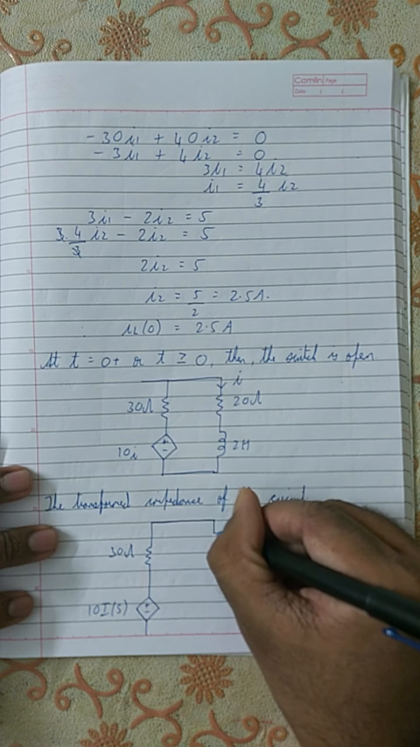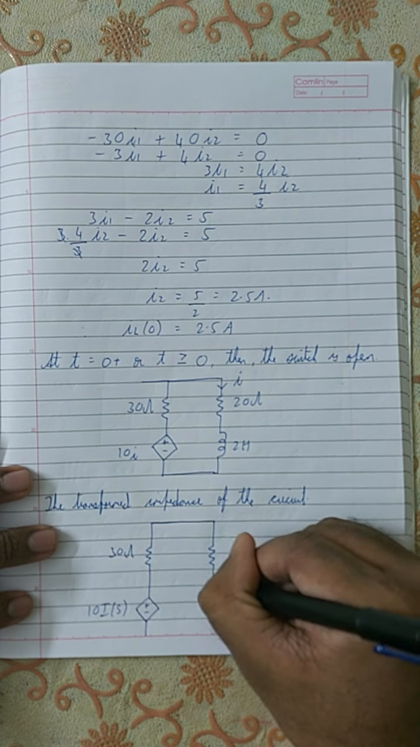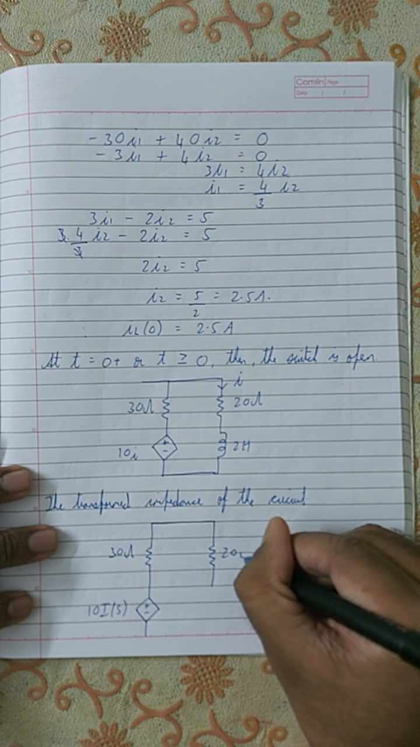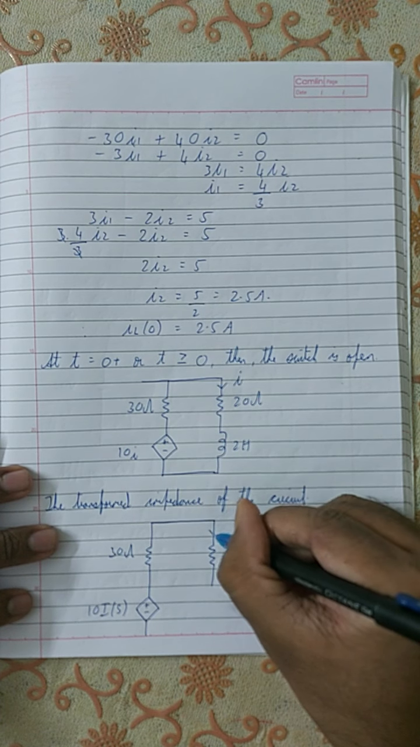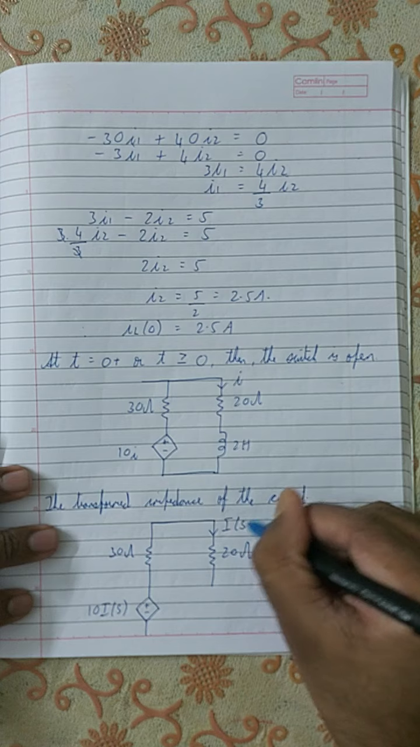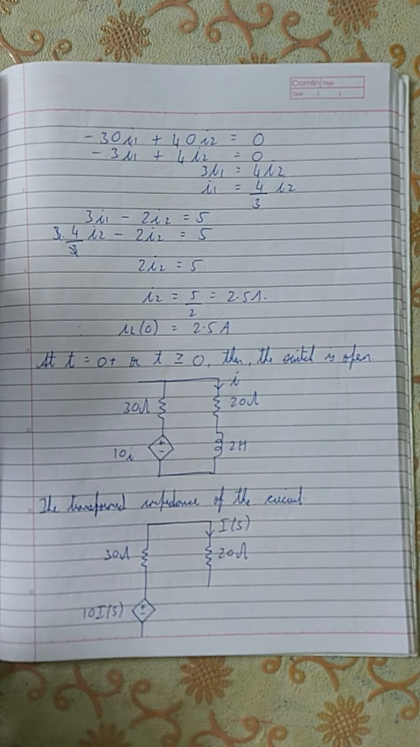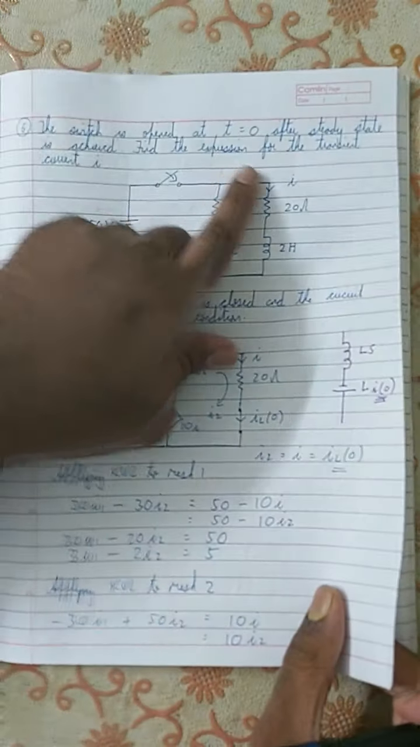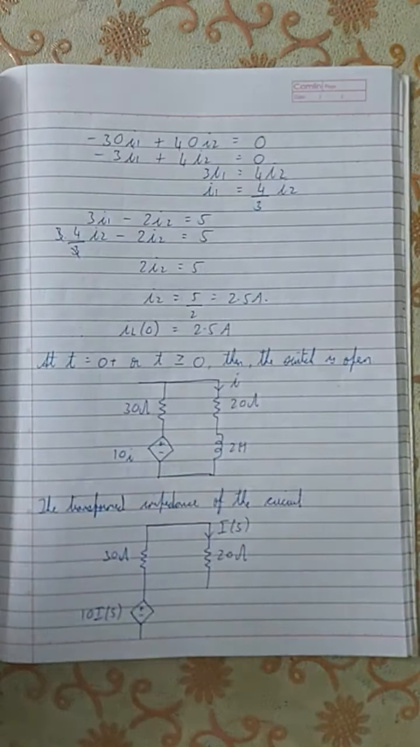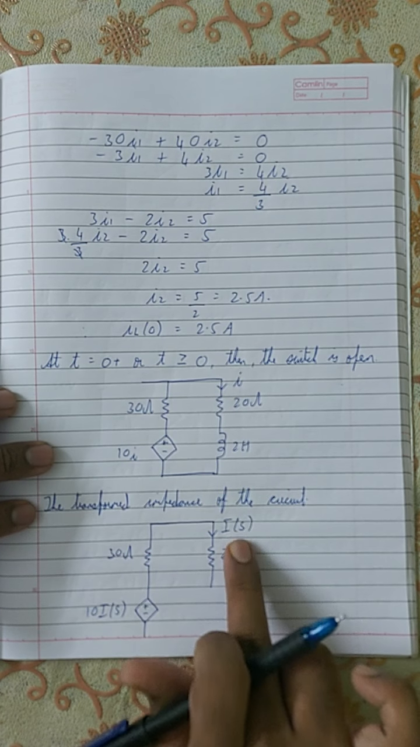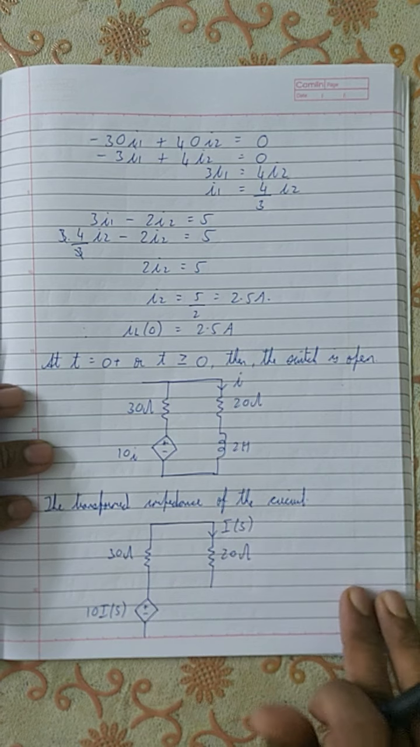Then we have the resistor, whose Laplace transform is the resistor itself, 20 ohm, and here there is the current I of s, which is the current you need to find. According to the question, you are supposed to find the value of current I. So you need to find I of s, and then take the inverse.